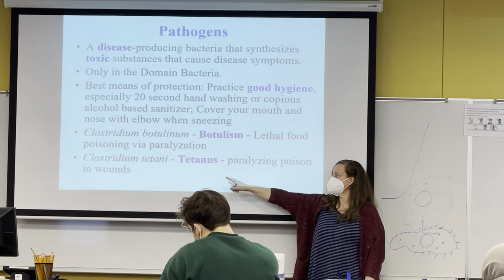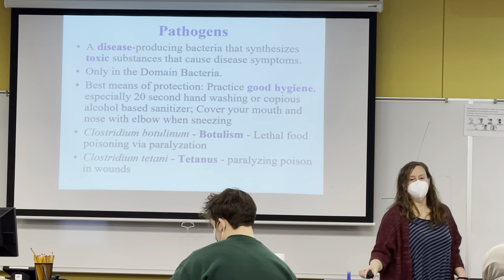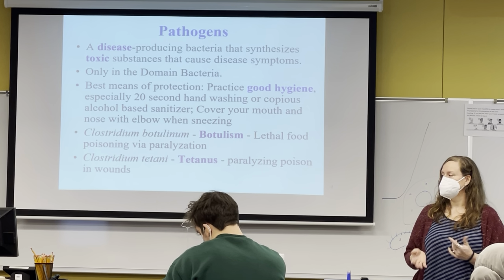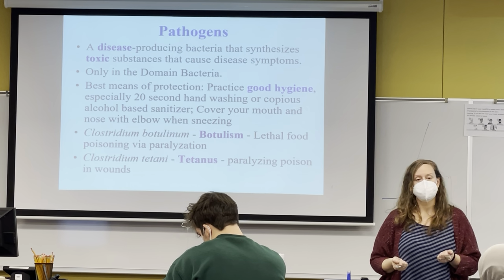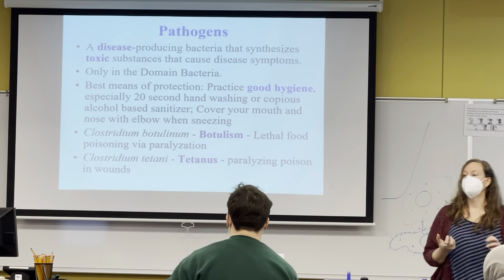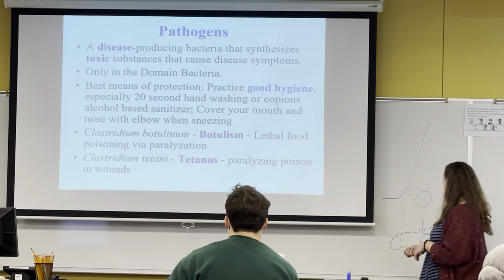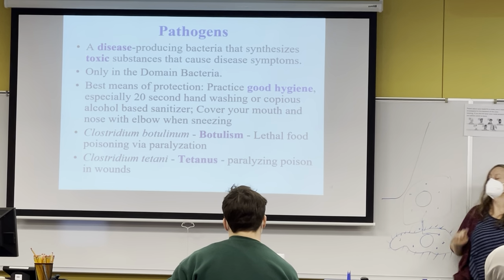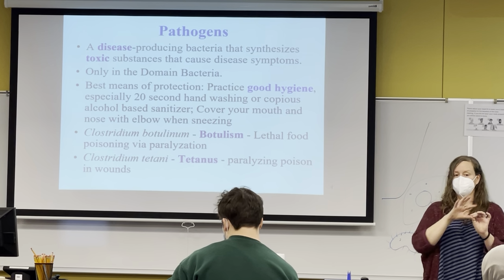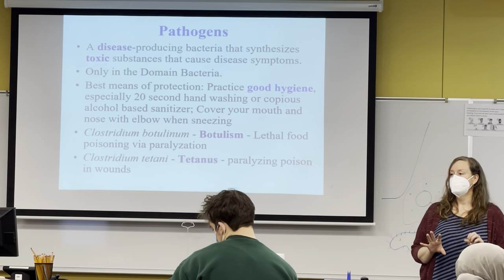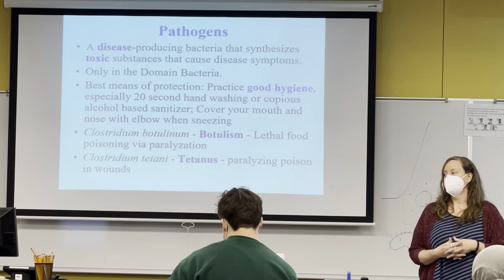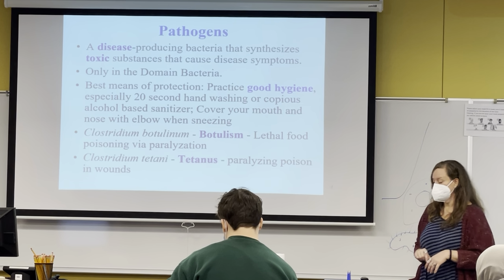Tetanus will paralyze just the area that is infected. So a rusty nail: walking around without shoes outside, you step on a rusty nail, you get a cut. In that cut, those bacteria, Clostridium tetani, start to reproduce. They start to do this exponential growth, and they start releasing a poison into that area, which paralyzes the cells in that area, which means that the immune system can't get in there and start to heal that area.